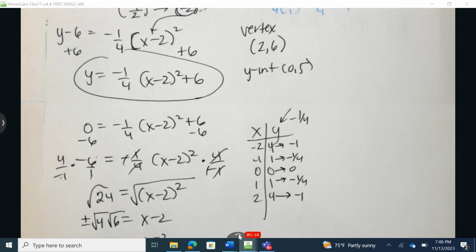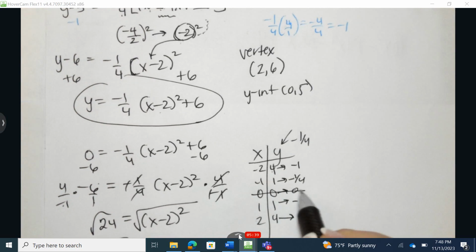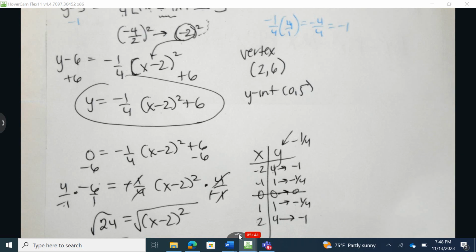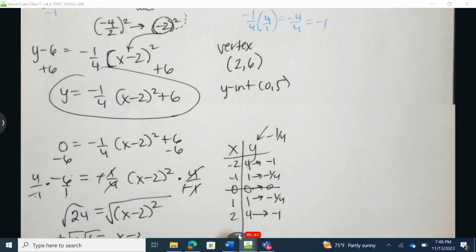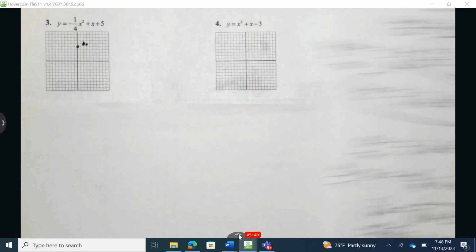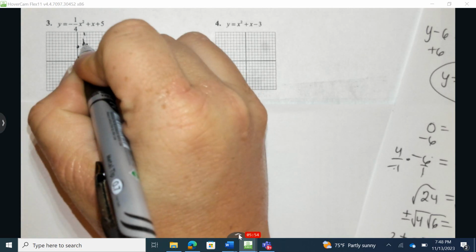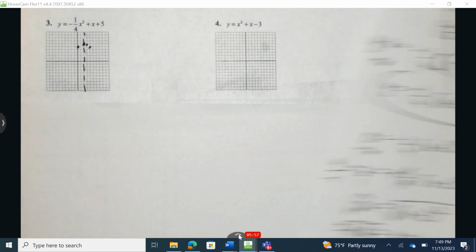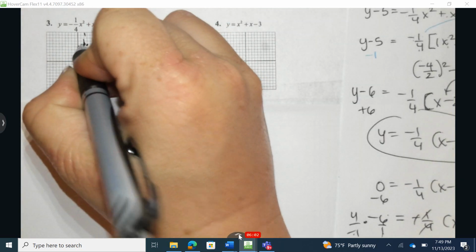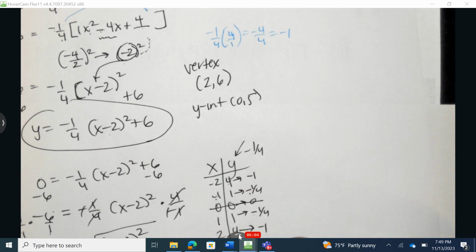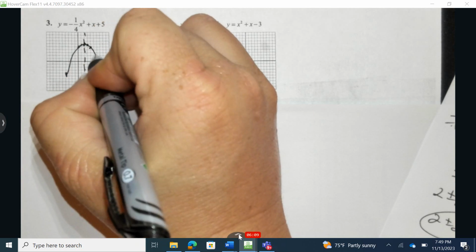How does this help me? This is my 0, 0. So I've done that. I'm going to go to the right one and down 1/4. So right 1, down 1/4. That's really hard to do. Then I'm going to go right 2 and down 1. Right 2 and down 1. I'm going to go left 1, down 1/4, left 1, down 1/4, and left 2, down 1. Left 2, down 1, and we have something that looks like this.